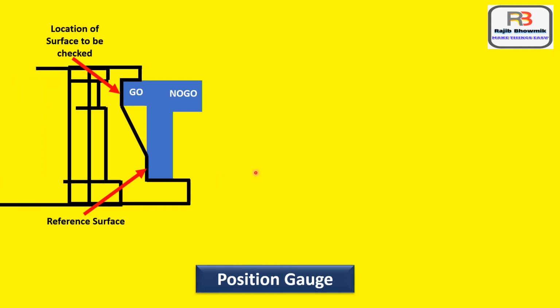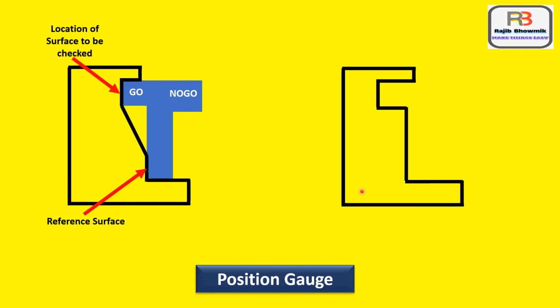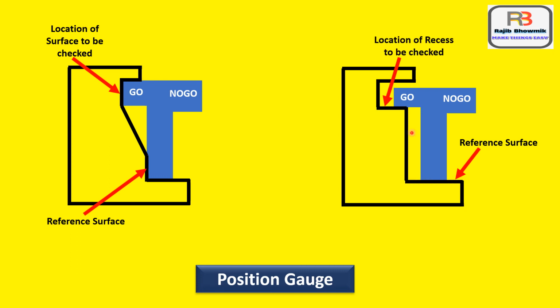Now let us see another example. So this is one job, the black one, and the blue one is the go no go gauge. Now this portion is the reference surface, this line, and this line, the location of the recess to be checked. So these are mainly special type customized gauges suitable to check specific jobs.